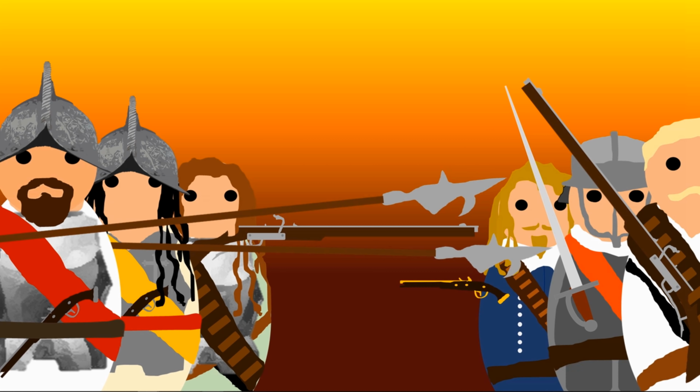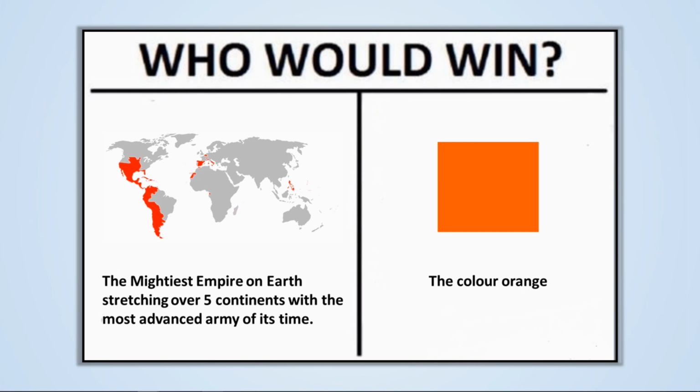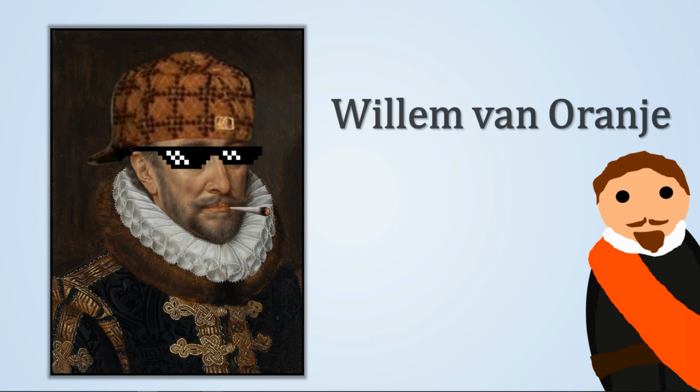And this was the state of affairs until, in the 1560s, the Dutch revolted against the Spanish, and this Dutch revolt would later turn into the 80 Years' War. And it's here that the colour orange starts to become very important, obviously because of Willem van Oranje, who is known in Dutch often as Willem de Zwijger or William the Silent.